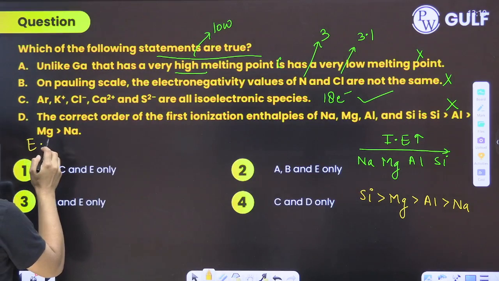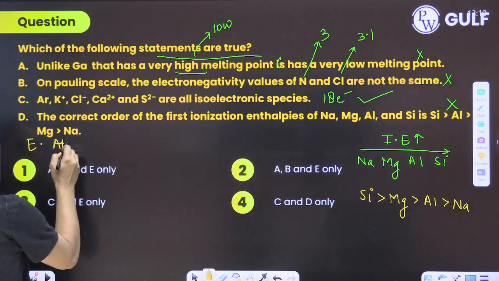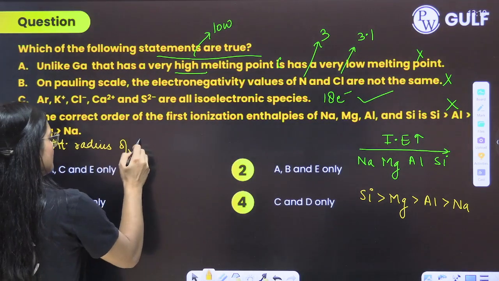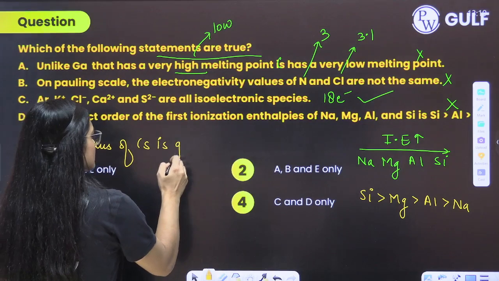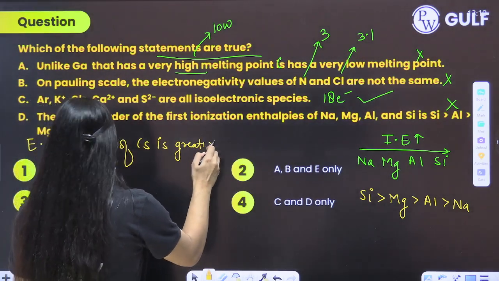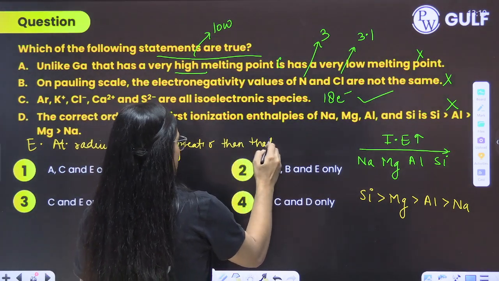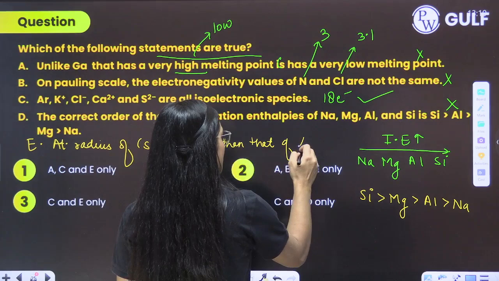So statement E is: atomic radius of cesium is greater than that of lithium and rubidium.